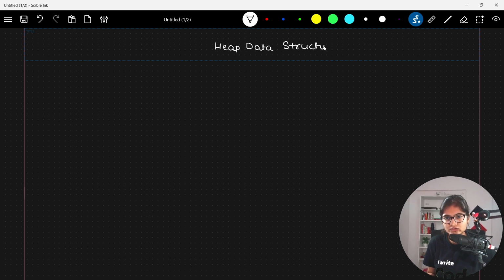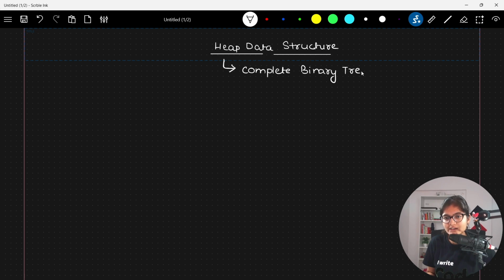Heap data structure. Whenever we are talking about this kind of data structure, the very first thing that you have to keep in your head is that it's a tree-based data structure, and that too a complete binary tree. So it is a portion inside a complete binary tree.